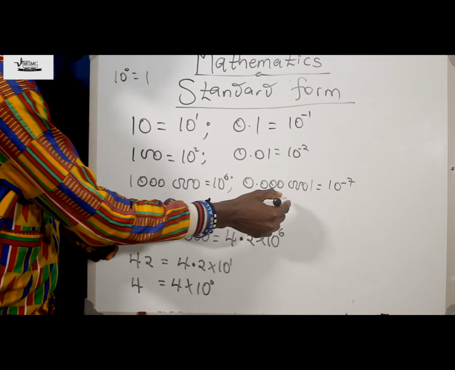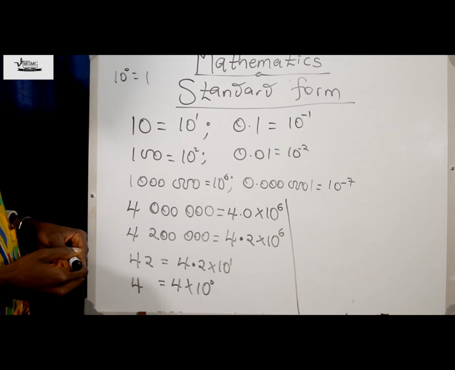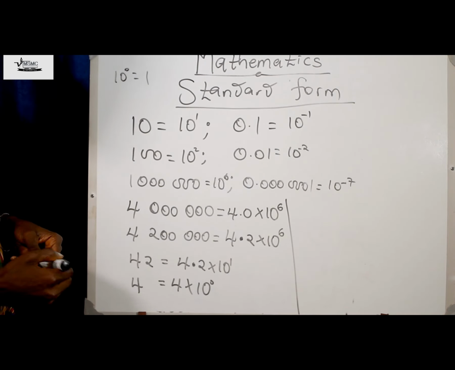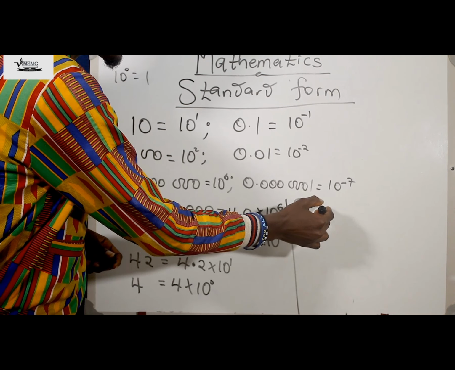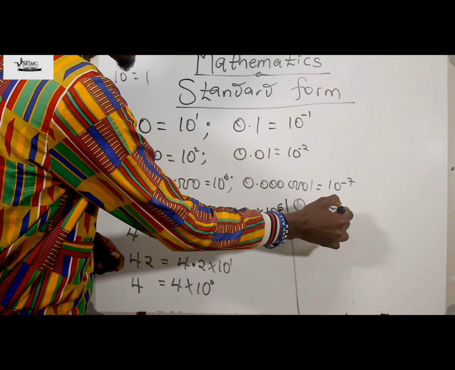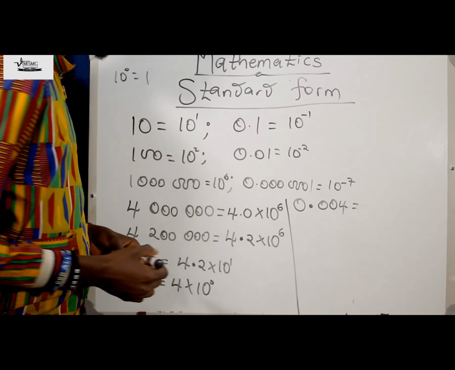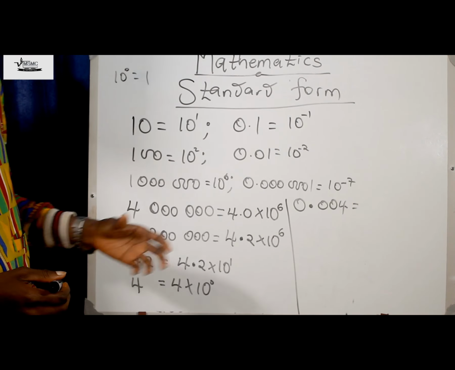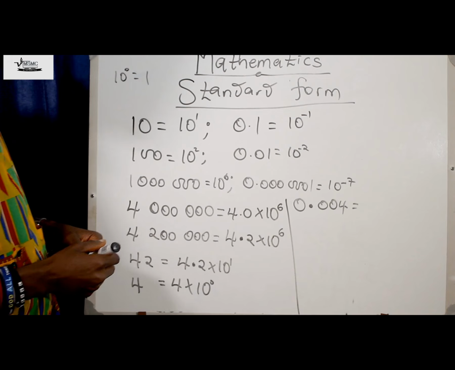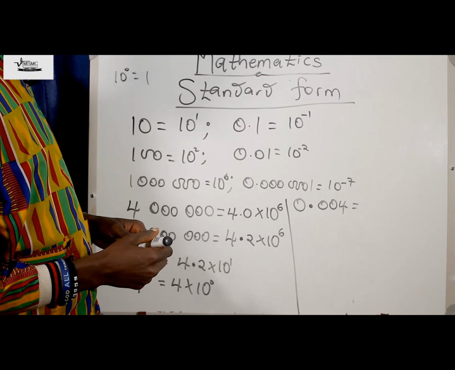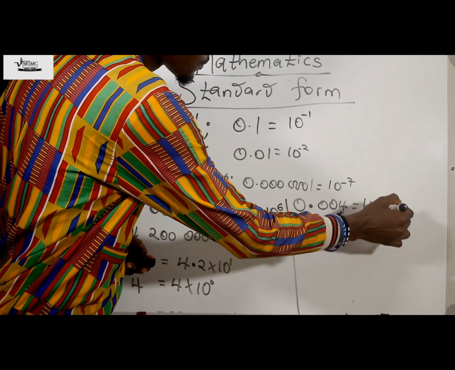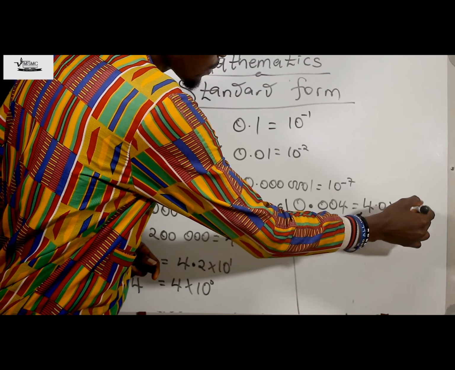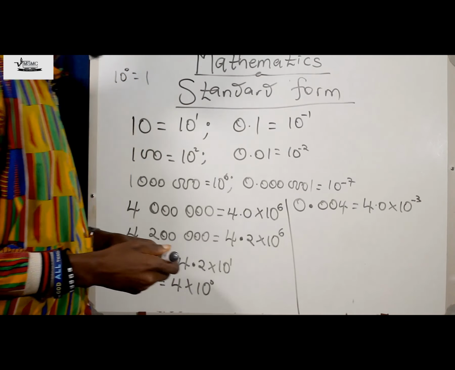What about the decimal number? The same concept also applies, just a little different. For example, if you have 0.004, if you are to write 0.004 in standard form, you have 3 digits after the decimal point. So it will be 4.0 times 10 raised to the power of minus 3.